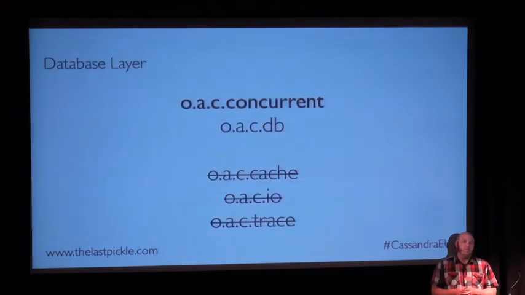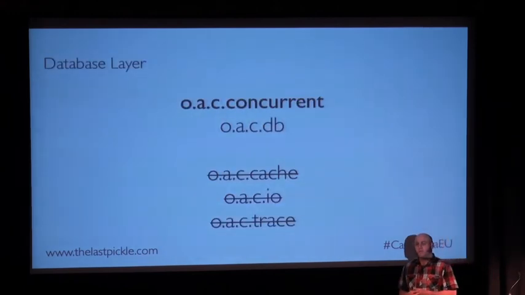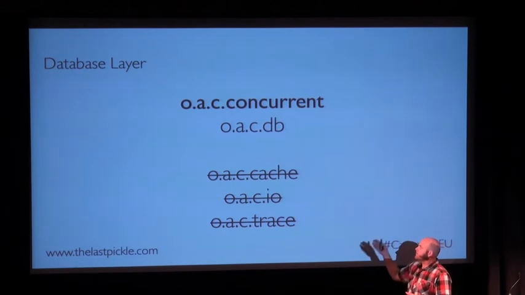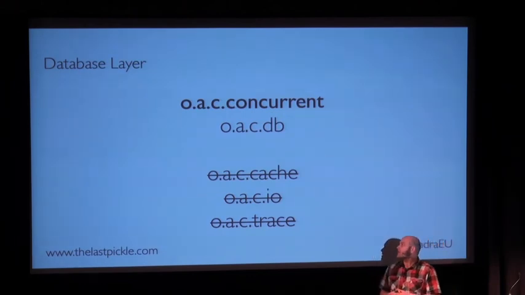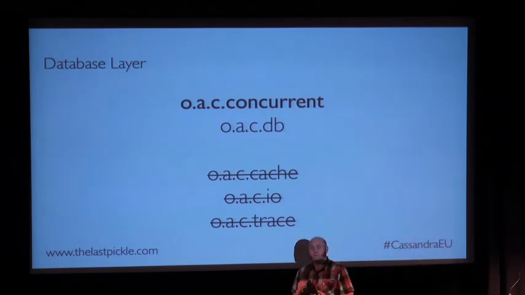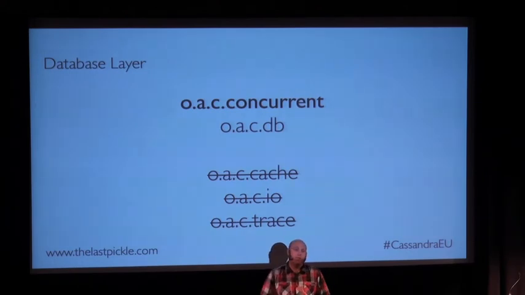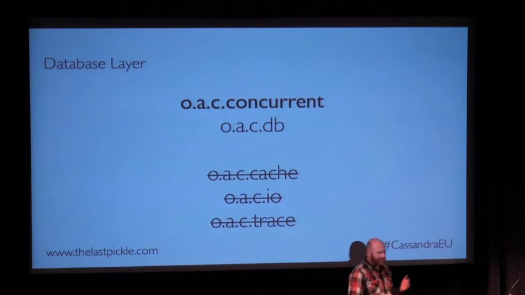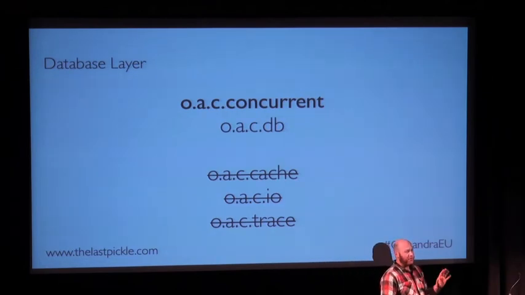The database is just a database. There's nothing scary about it. The packages we're not going to look at today: o.a.c.cache, that's where the key cache and the row cache live. o.a.c.io is where the SSTable reader and writer live, and the tracing package is where the tracing stuff lives. The concurrent package is pretty small.